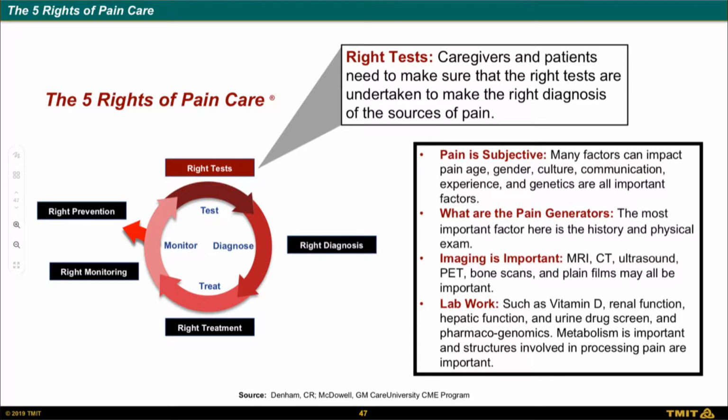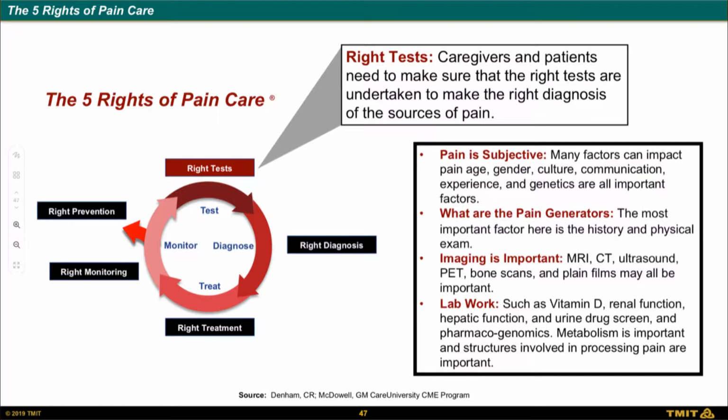So caregivers and patients need to make sure that the right tests are undertaken to make the right diagnosis of the sources of pain. What we know is that pain is a subjective complaint, and pain may be influenced by age, gender, culture. Some patients may have better communication or language skills than others, previous experience, anxiety, and very importantly, genetics really affects this. And so when we sit and think about the right tests, we need to think, well, what is the pain generator for this patient?